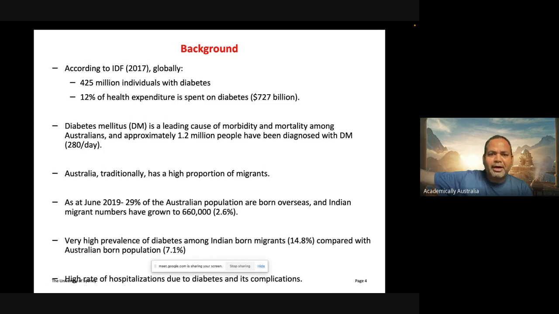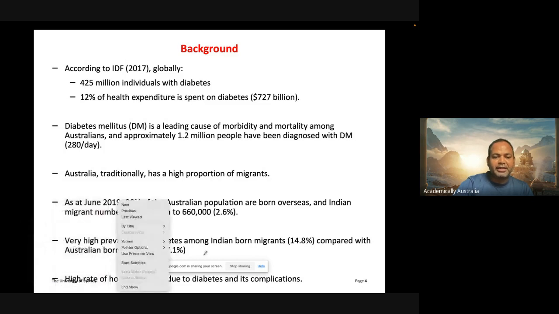If you see in Australia itself, 1.2 million, around 12 lakh patients are living with diabetes. And if we talk about Indians, around 2.6% of the population in Australia is Indian currently, and it's growing every year. This is the data from 2019, and after that there's no data, but I can say maybe 700,000 plus Indians are now living in Australia.